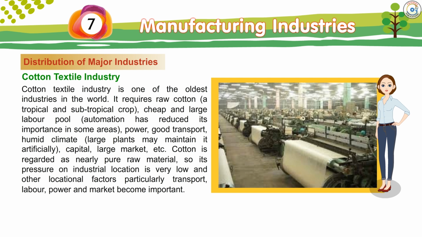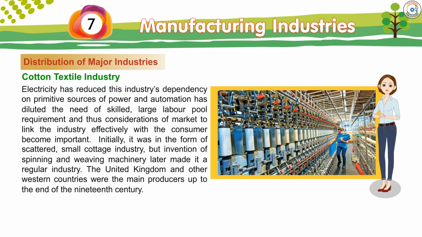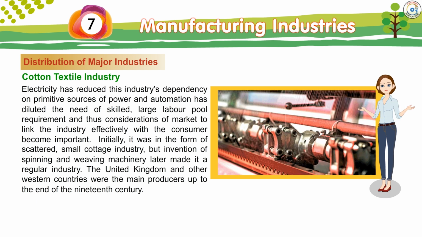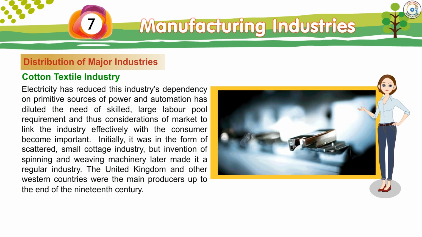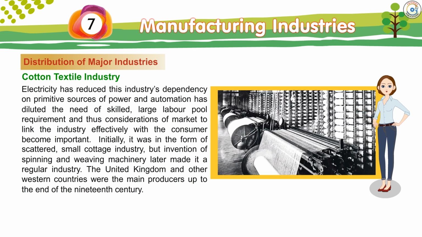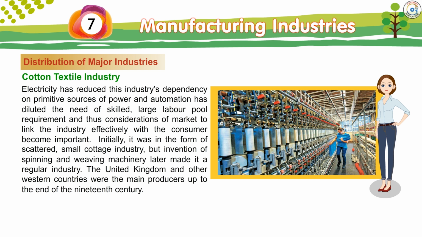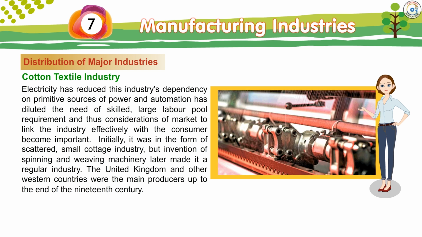Cotton is regarded as nearly pure raw material, so its pressure on industrial location is very low, and other locational factors, particularly transport, labor, power and market, become important. Electricity has reduced this industry's dependency on primitive sources of power, and automation has diluted the need of skill, large labor pool requirement, and thus considerations of market to link the industry effectively with the consumer become important.